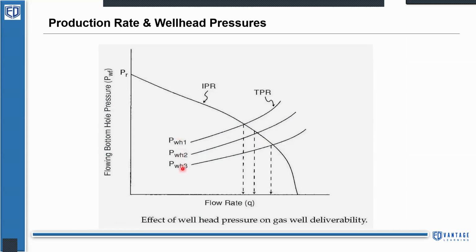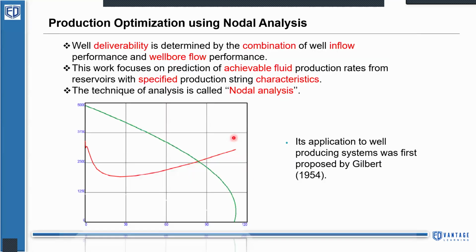What I'm doing is reducing the wellhead pressure. If I'm reducing wellhead pressure, I'll get more flow rate. That is the fundamental. So if I'm increasing wellhead pressure, depending on the optimum point that I have understood, my flow rate also decreases. So this PWH should be the minimum at maximum flow rate, and this PWH should be the maximum at minimum flow rate. So, well deliverability.